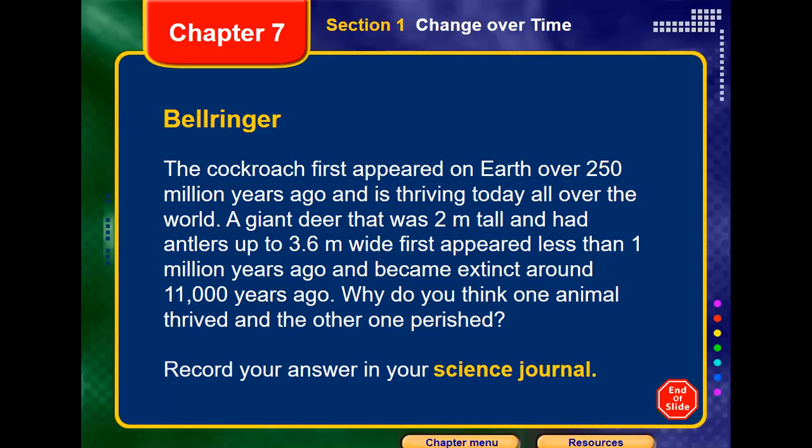Today, inshallah, we're going to pass to section 1 of chapter 7, Change Over Time. So we're going to pass to a new type of lessons. We keep talking about heredity and genetics, and today, inshallah, we're going to talk about evolution. We're going to try to relate these two types of lessons together.